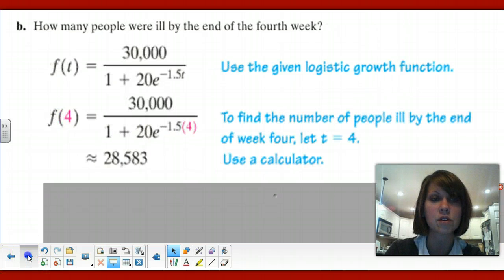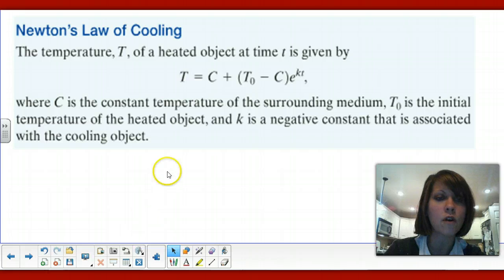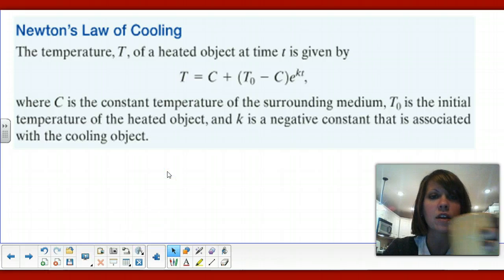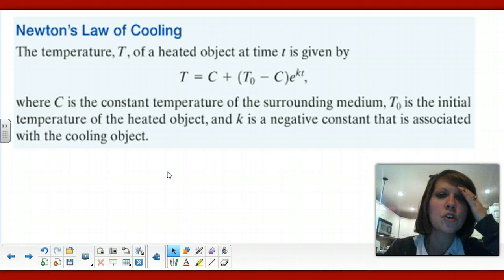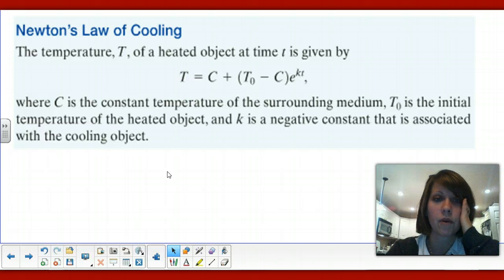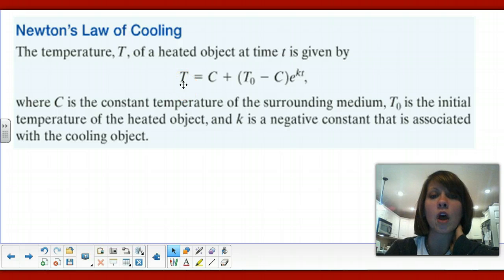You will be sorry. Newton's law of cooling. I have my cup of hot cider here today. Newton's law of cooling, okay, what it does is it will give you the temperature of an object after a certain amount of time it's been taken out of the freezer or taken out of the oven or the microwave or whatever. A heated object, what's the temperature after a certain amount of time.